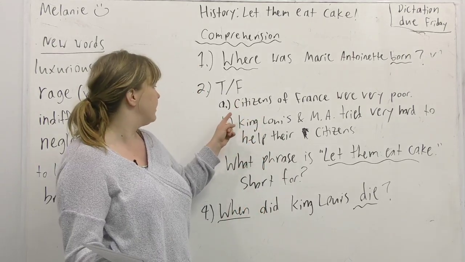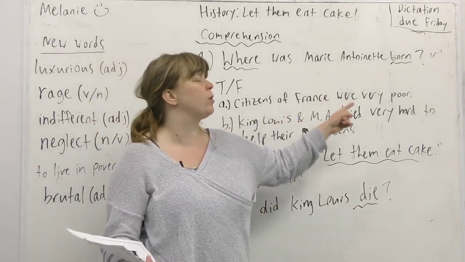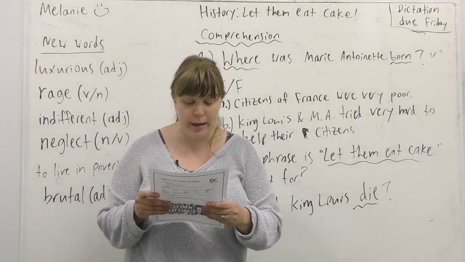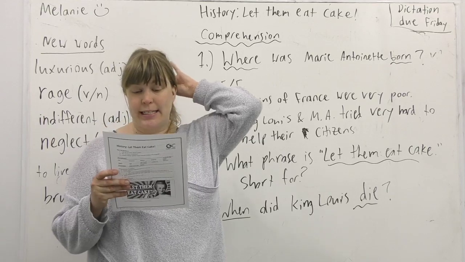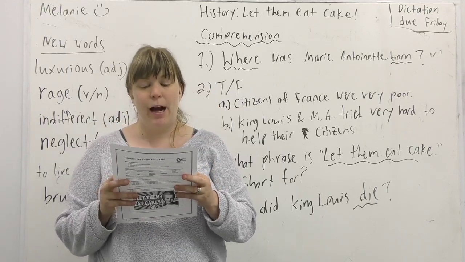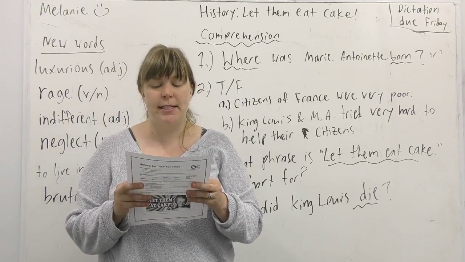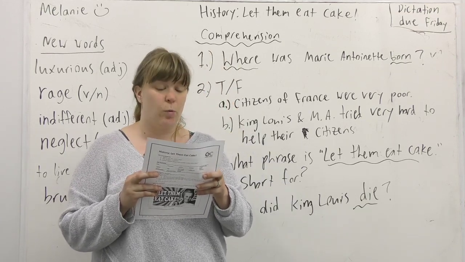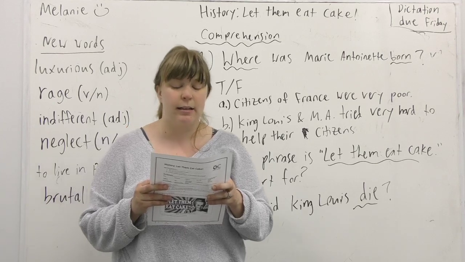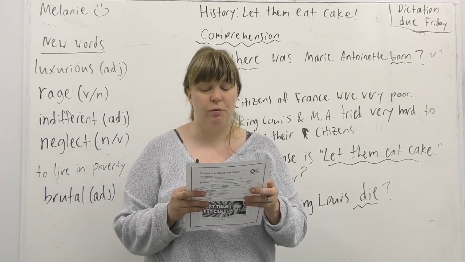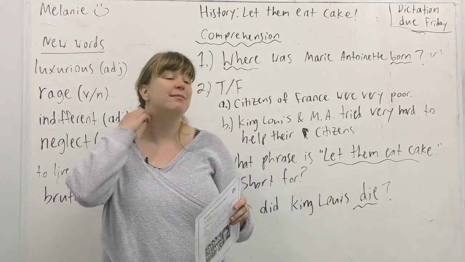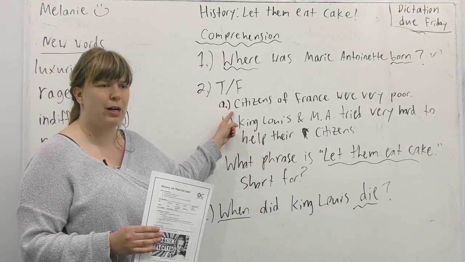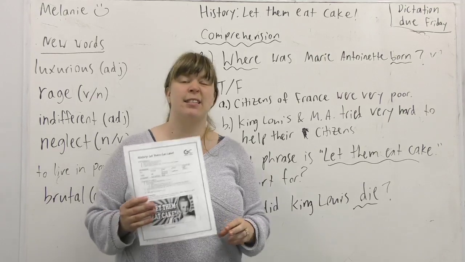Okay, number 2, true or false? Let's do A. The citizens of France were very poor. True or false? So I'm going to read that section. However, the common citizens of France were living in poverty. There was little to eat and little money. Life was difficult. Okay, so what do you think? A, true or false? Type in your answers now.